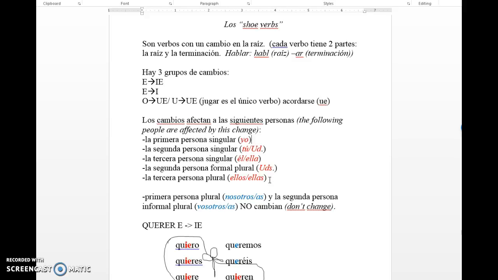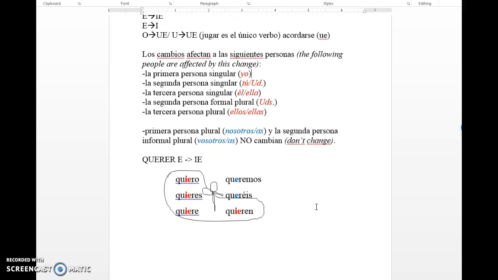Okay. The two that do not change I have in blue. I apologize to anybody who is colorblind, but the first person plural, nosotros, and the second person informal plural, vosotros, which is typically not used in the Americas. It's actually something from Spain, so I would not spend a whole lot of time worrying about that. Okay? Those do not change.